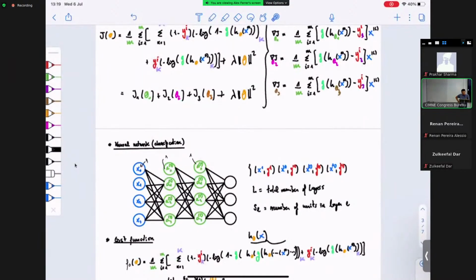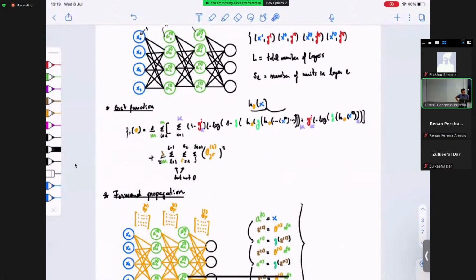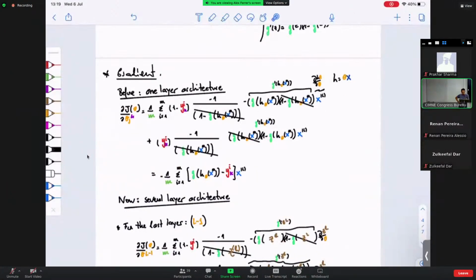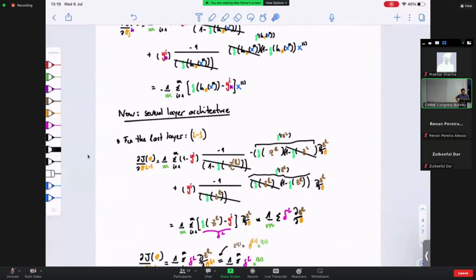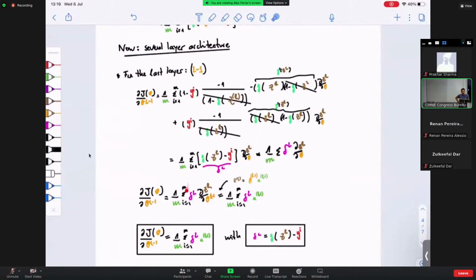The neural network is, as you see, an architecture of units that are all combined. The cost function has the same representation, but now just with K, with more data. We have seen forward propagation, which is going from the left to the right, computing the A's. We saw the gradient yesterday, but how is the gradient today?